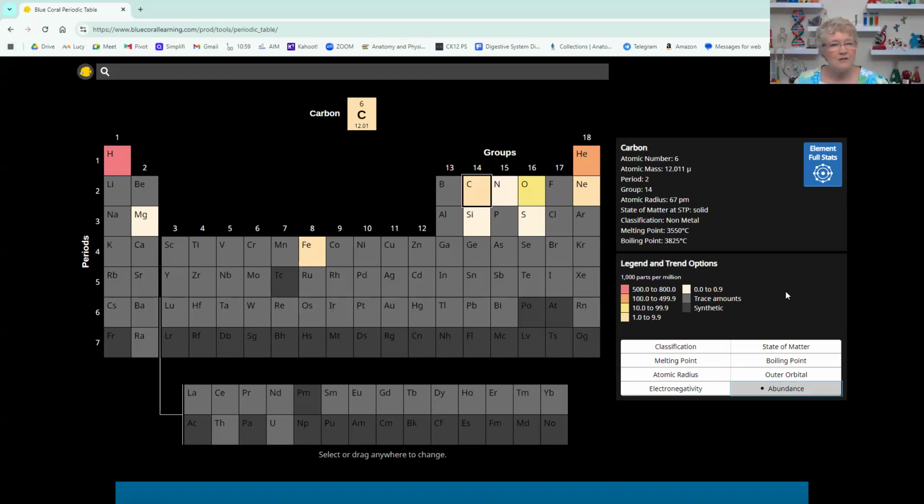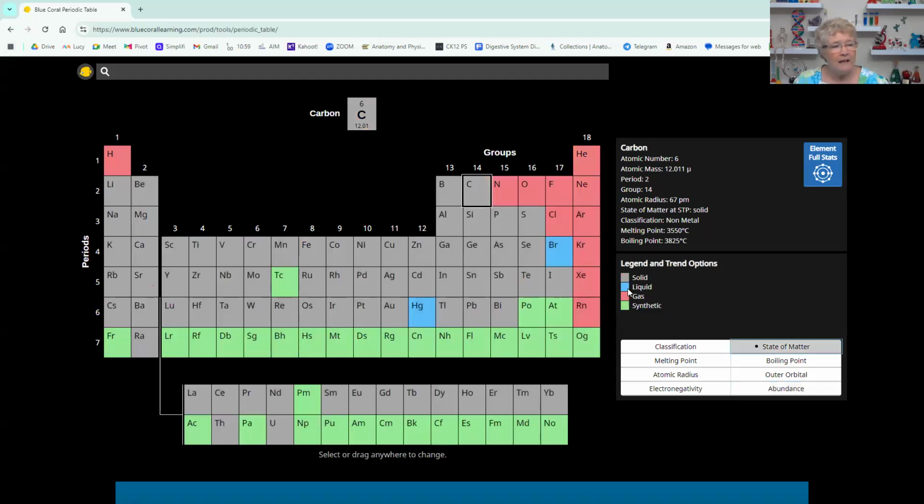Now, one thing that's interesting when we look at states of matter right here, liquid right here. What are the ones that are found in nature that are liquid? There's only two. Isn't that interesting? There's mercury, and then there's bromine. Exactly. So mercury is Hg. This is bromine right here. Those are the only two of all these elements that are found in a liquid state in nature.